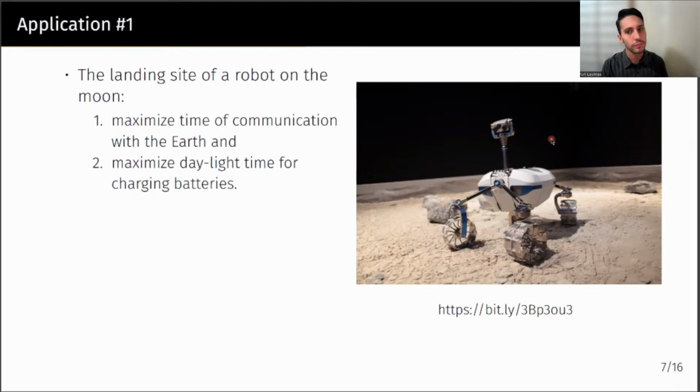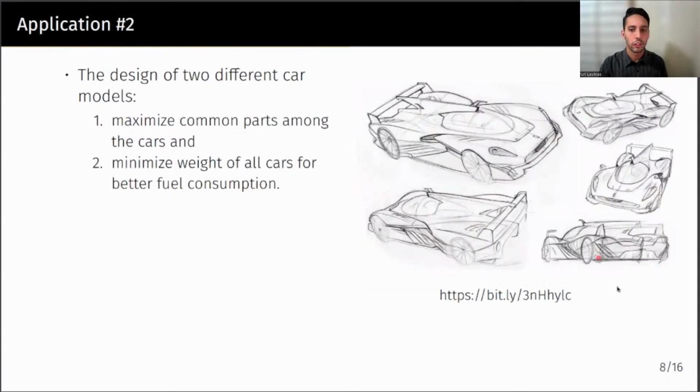Another application that I have is the design of two different car models. We want to maximize common parts among the cars because this speeds up production and reduces the price. But we also want to minimize the weight of all cars together, because that way we can save some money, because they consume less fuel.